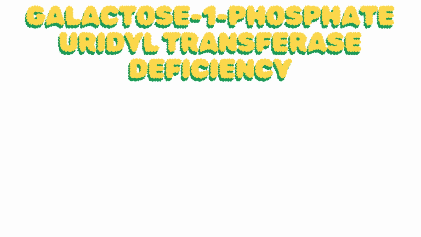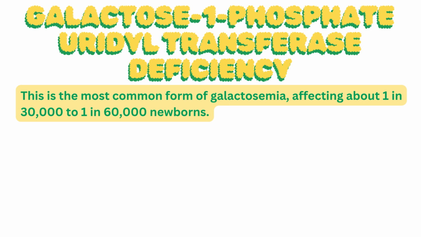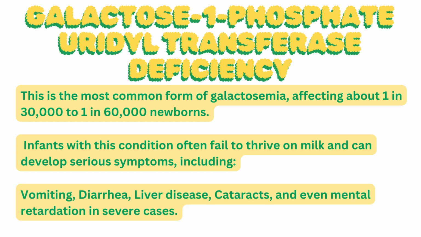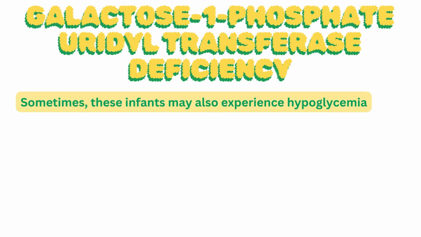Galactose 1-phosphate uridyl transferase deficiency. This is the most common form of galactosemia, affecting about 1 in 30,000 to 1 in 60,000 newborns. Infants with this condition often fail to thrive on milk and can develop serious symptoms, including vomiting, diarrhea, liver disease, cataracts, and even mental retardation in severe cases. Sometimes, these infants may also experience hypoglycemia, or low blood sugar.